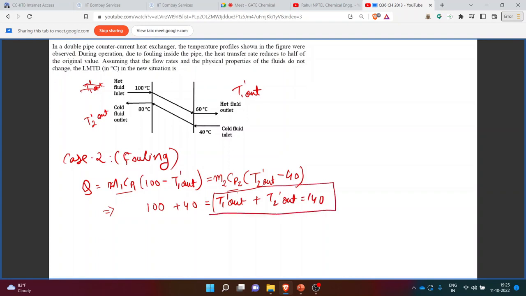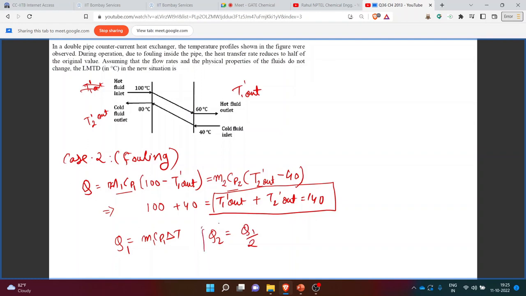Now we have to find the value of either T1 out or T2 out, so we will find the value of T1 out. From the earlier slide we can calculate the value of Q. So Q will become mCp delta T, and for the second case, that is the fouling case, we have Q2 is equal to Q1 upon 2.